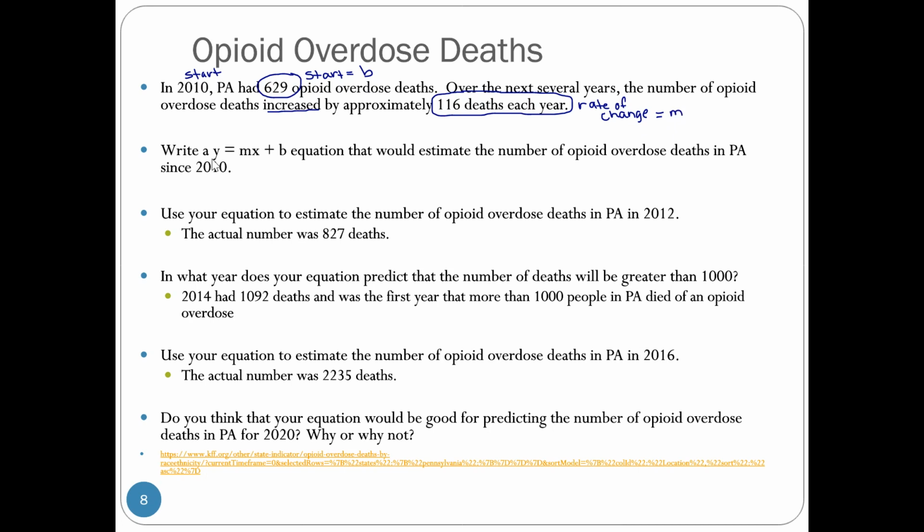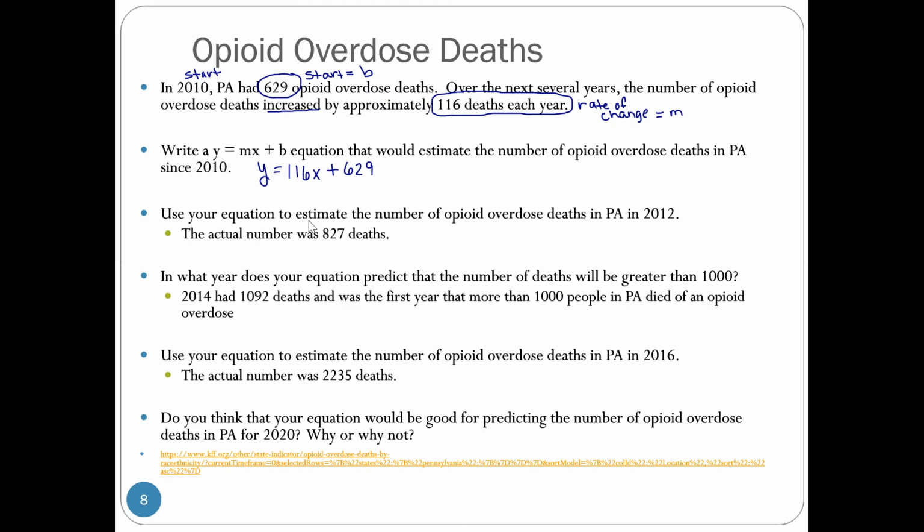So we're told to write an equation to estimate the number of deaths here in Pennsylvania since 2010. And so filling in the values we've identified, my equation is y equals 116x plus 629. So that's communicating that it started at 629 and increased, which is why I used positive 116, by that many deaths each year.